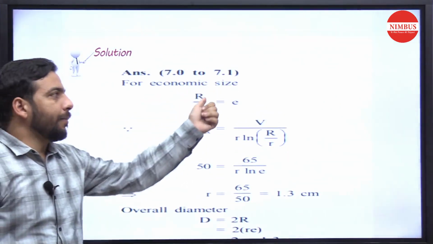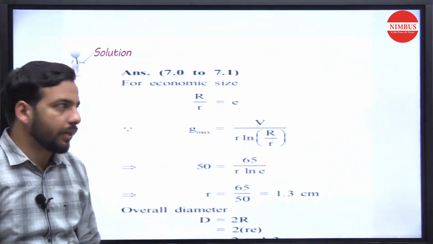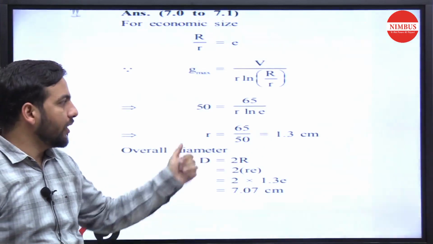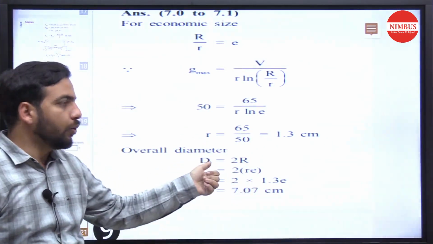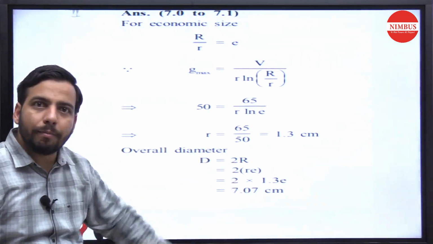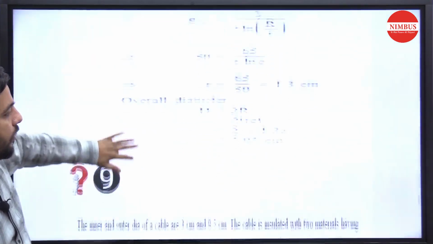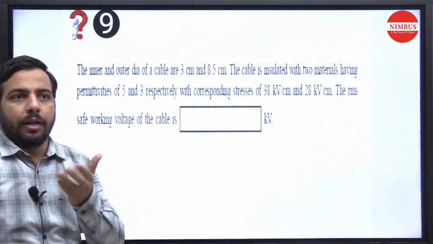For the economic size, capital R upon small r should be equal to E. G max, its formula, capital R upon small r equal to E. So from here you can calculate the R, and with capital R upon small r equal to E, then you can calculate the capital R, that is RE, and you will calculate the capital D by multiplying it by the 2, 7.07 centimeter. Okay, the next question again with the cable.